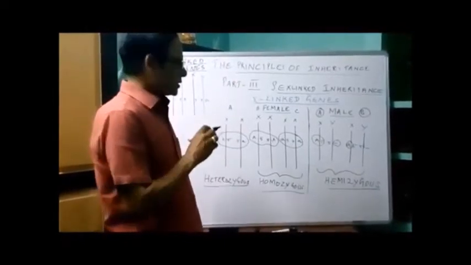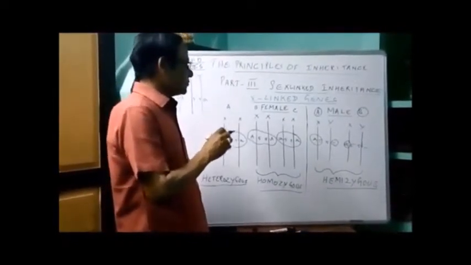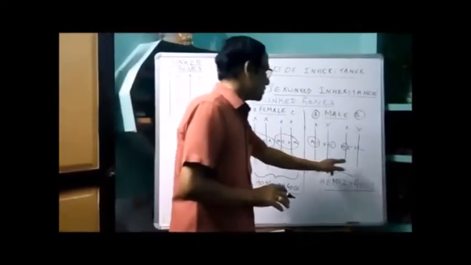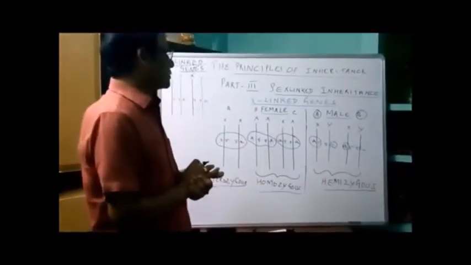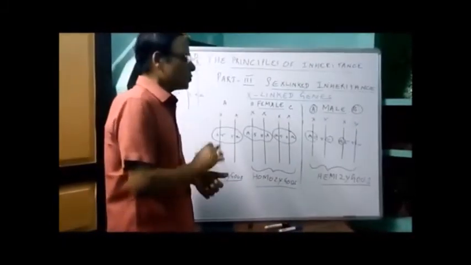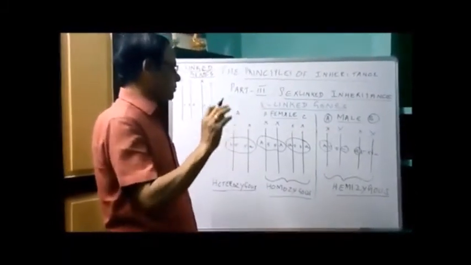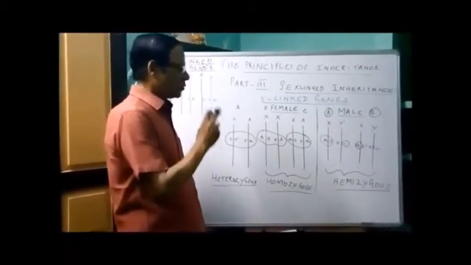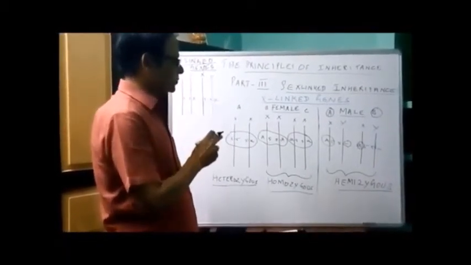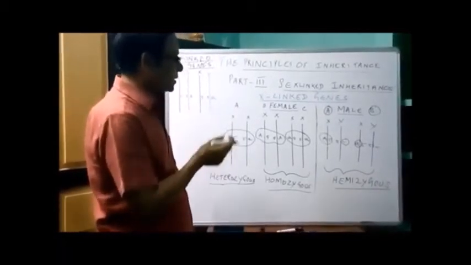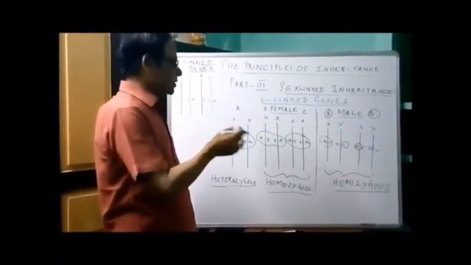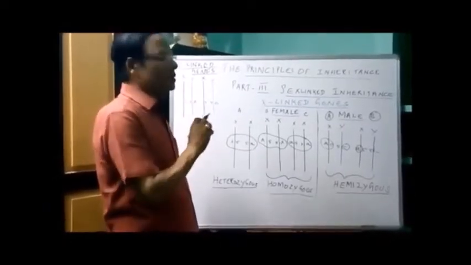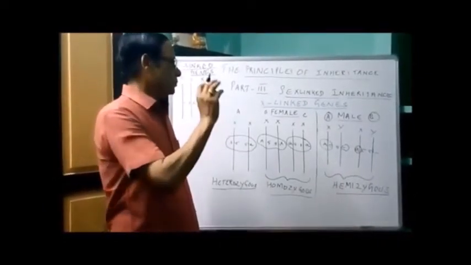Actually there is no corresponding allele for the X-linked gene in the Y chromosome. So that's why I put a dash or a hyphen. So the X-linked genes have no corresponding allele in the Y chromosome. That's why you see that the males are hemizygous. Only one allele is present in the X chromosome. There is no corresponding allele in the Y chromosome. That's why the males are hemizygous. Simply we can say the X-linked genes have no corresponding allele in the Y chromosome.